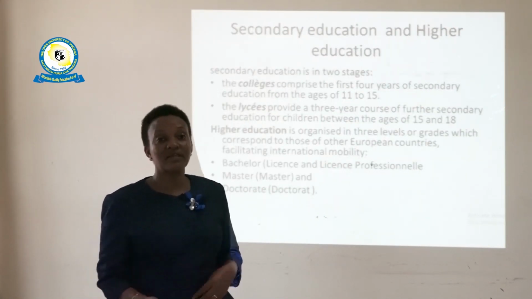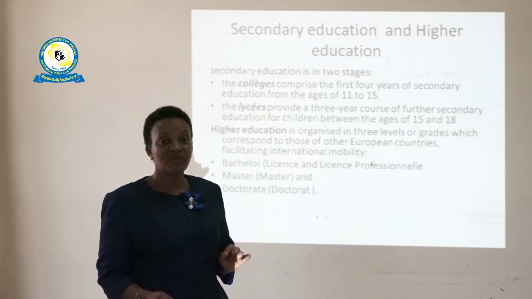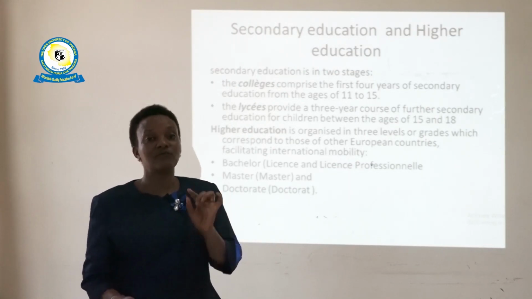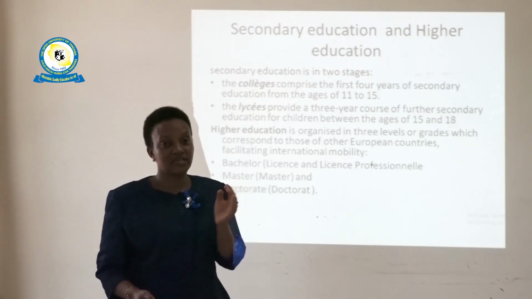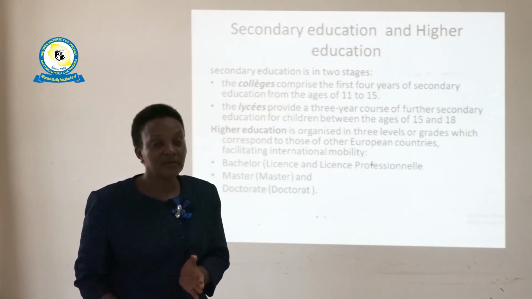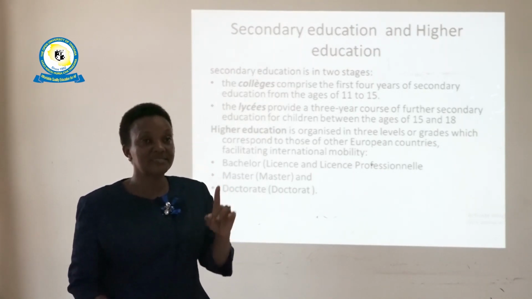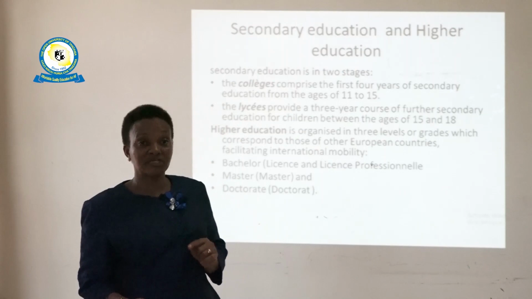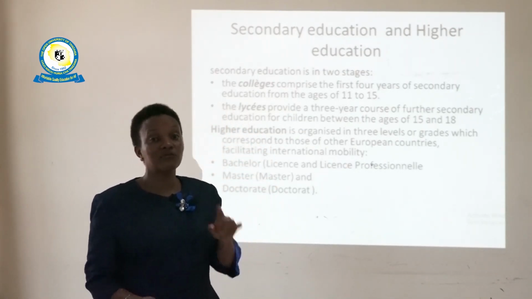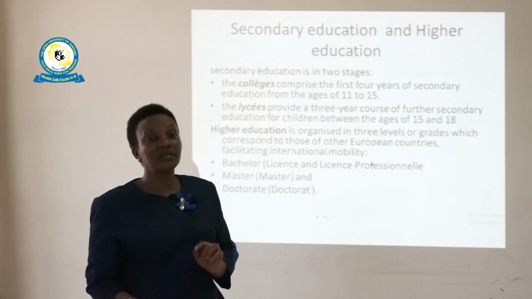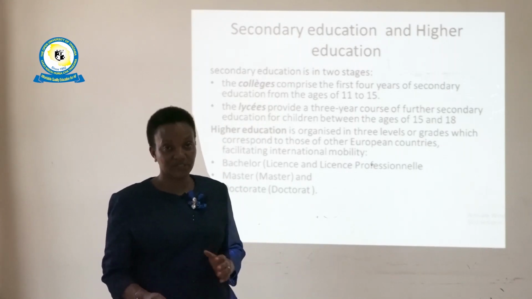The secondary education and higher education. Secondary education is in 2 stages. The first stage went on for 4 years. Now, this is from age 11 to age 15. We expect a child to be in the first phase of secondary education in France. Then, the second phase of secondary education is age 15 to age 18. This is called a further secondary education.